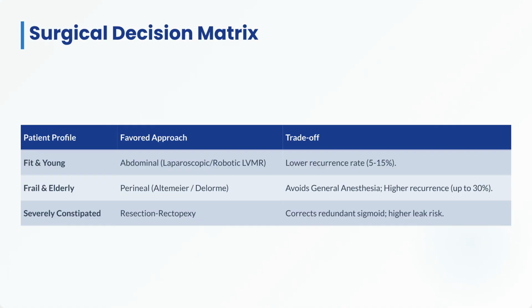Surgical decisions depend on the patient profile. Abdominal approaches are favored for fit and young patients for lower recurrence. Perineal approaches, like Altemeier or Delorme, are for frail and elderly patients, avoiding general anesthesia but with higher recurrence.